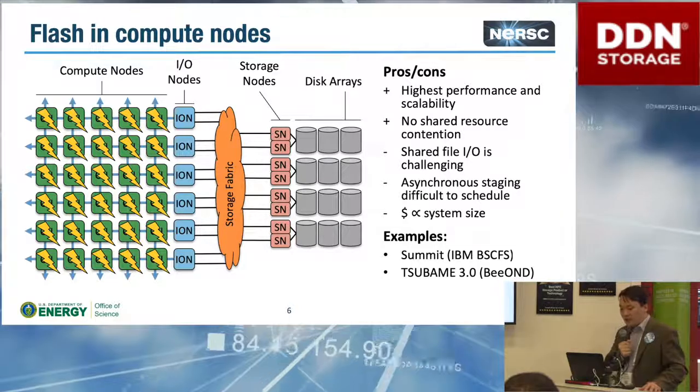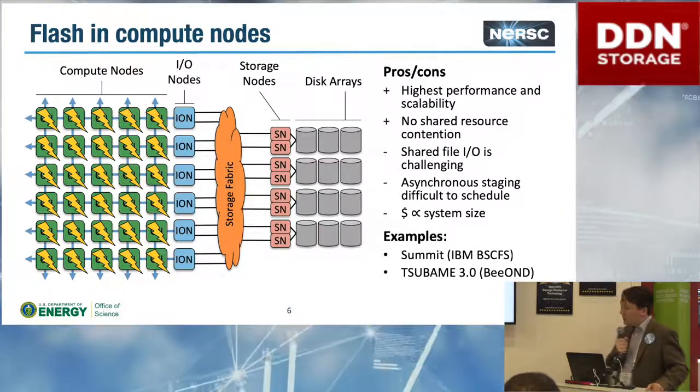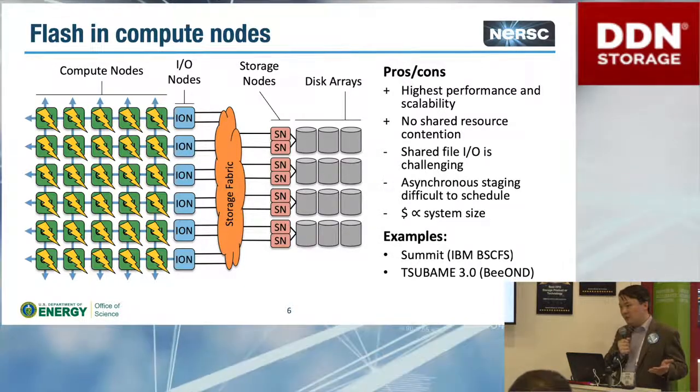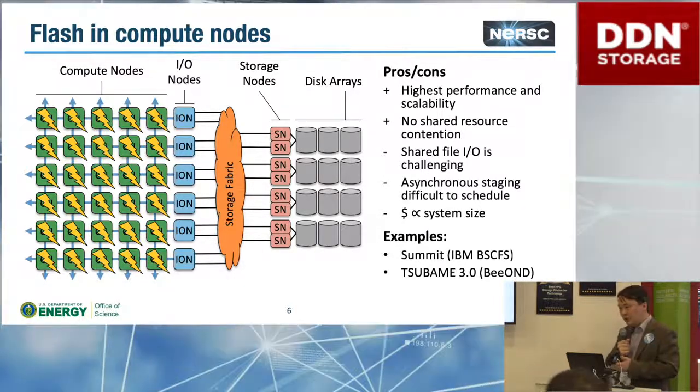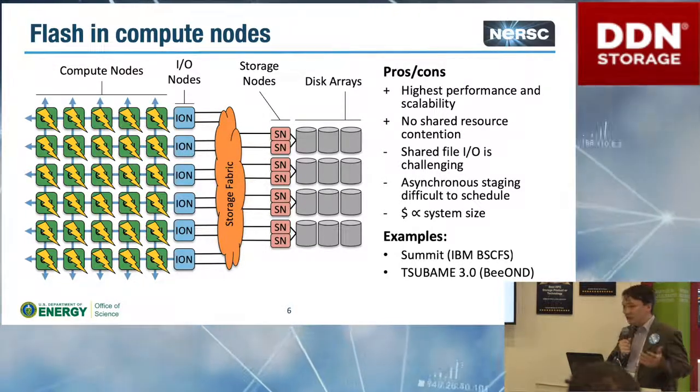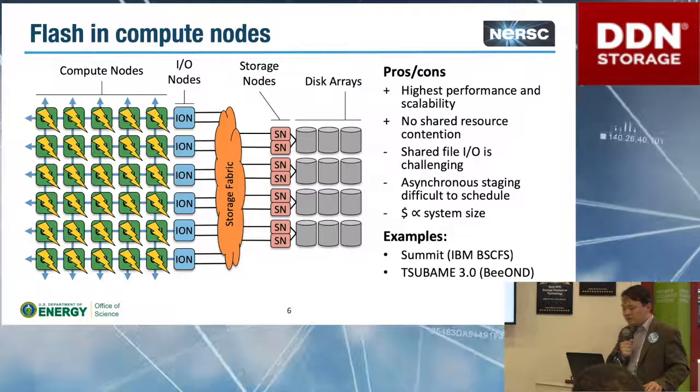But there is the added challenge of shared file I/O being extremely difficult because if you have a job that has written data out, but that data must be read by a process that's running on a different compute node, you suddenly have to synchronize data between compute nodes and you lose a lot of the benefits of having that node local flash.